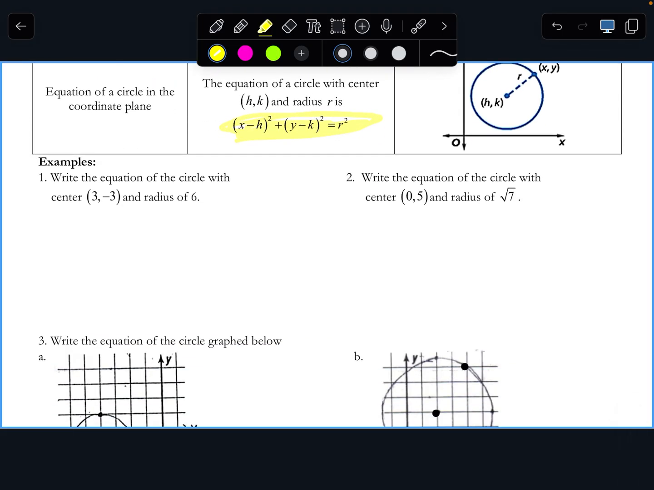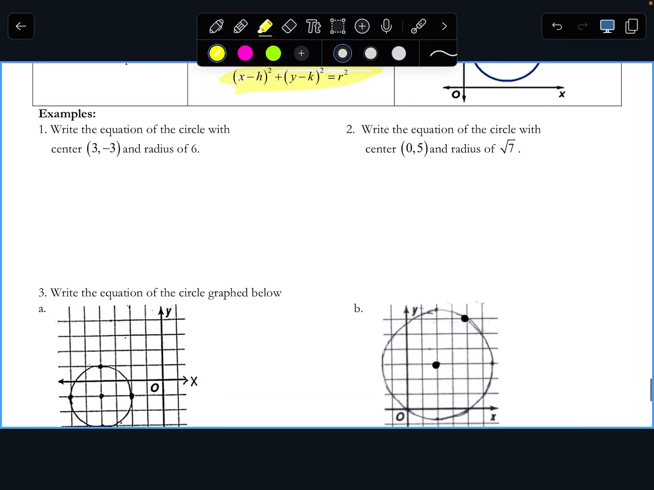So now what we're going to be doing is coming up with the equation, graphing them, looking at a picture, coming up with the equation. I tried to do every single type.